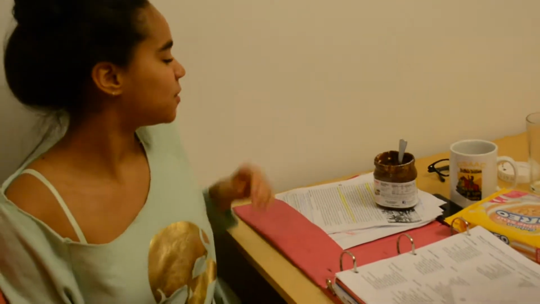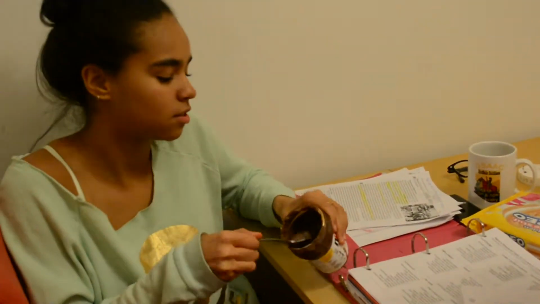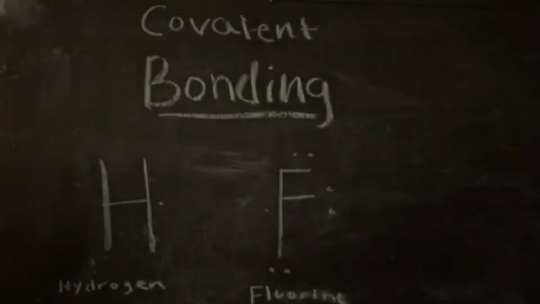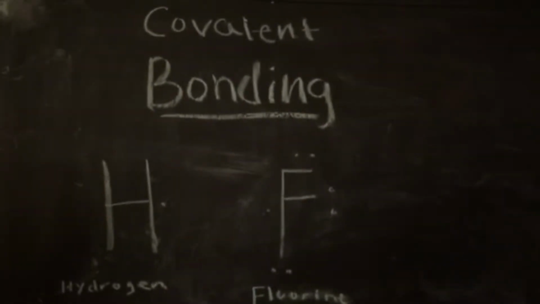Well, I'm glad to help. The most important thing you need to know is that covalent bonding is the sharing of electrons. Elements will share as many electrons as they need. Hydrogen and fluorine are elements on the periodic table that share their valence electrons covalently.